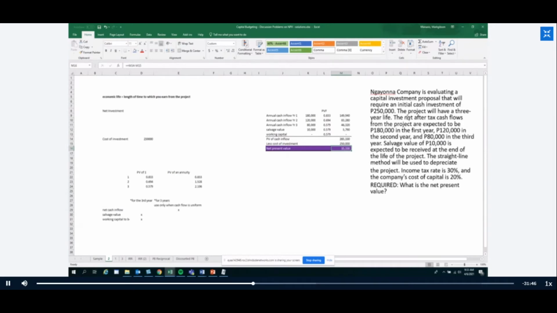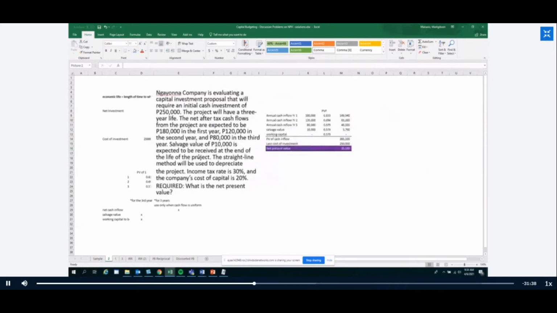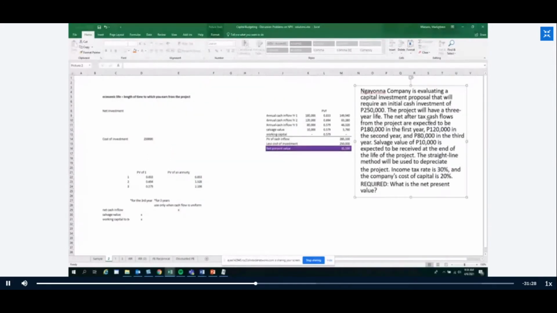Kung napansin nyo dito, class, what is mentioned here is dito sa problem, the project will have a 3-year life, no? So yun yung in-expect natin na life din nung machine. That's why it's 3 years. Oh, question. Baka may question kayo dito.